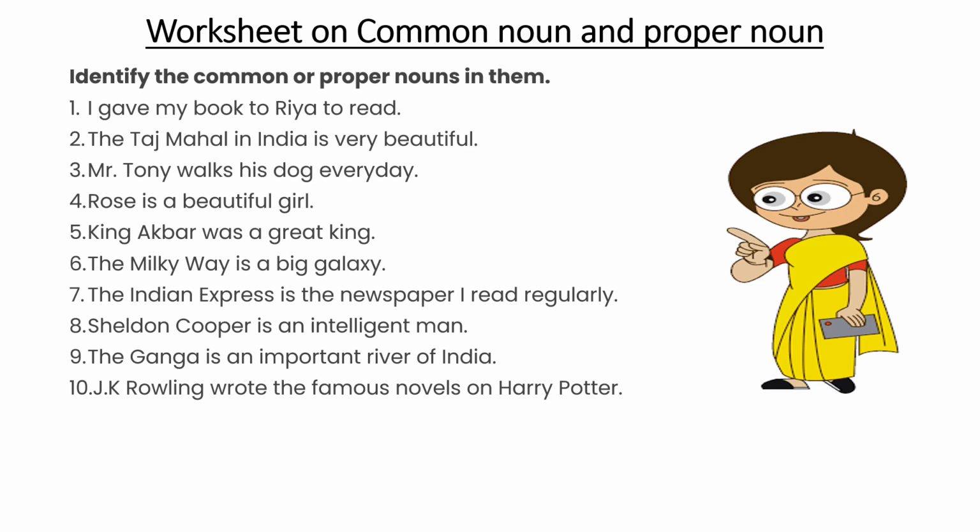So there are the following sentences. We have to identify the common noun or the proper noun. Read the first sentence. I gave my book to Ria to read. See, now book, it can be any book, so it's a common noun. Ria, we have a defined name, so it's a proper noun. We will use a circle to identify proper nouns.